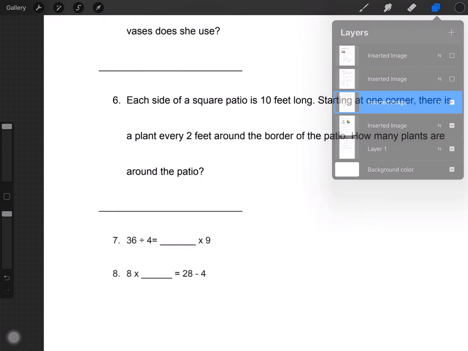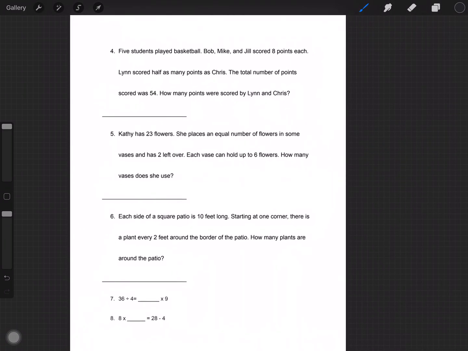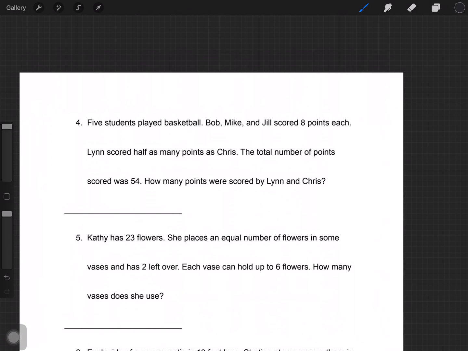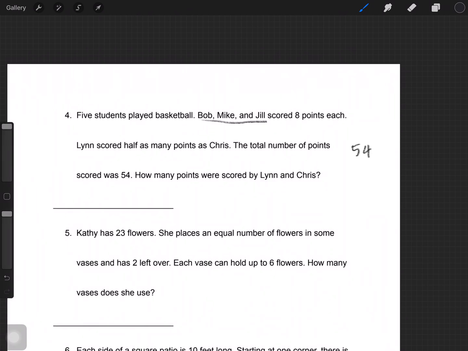Next, we have some more. I'm going to do number 4 and number 7 here. So it says 5 students played basketball. Bob, Mike, and Jill scored 8 points each. Lynn scored half as many points as Chris. The total number of points scored was 54. How many points were scored by Lynn and Chris? So if they scored 8 points each, we know that 8 times 3 people is 24, right? So already we can take that off of the total. Now these 30 is the number of points scored by Lynn and Chris.